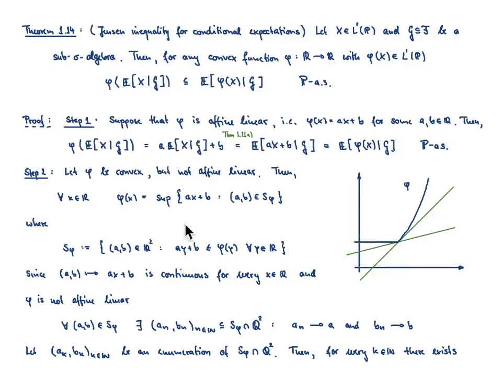So that's why we have to treat first the case of affine linear function separately. So once we have considered that observation over here, let us enumerate the elements from that set. That's a countable set. So we can find an enumeration, and I would like to denote that by the sequence a_k, b_k.